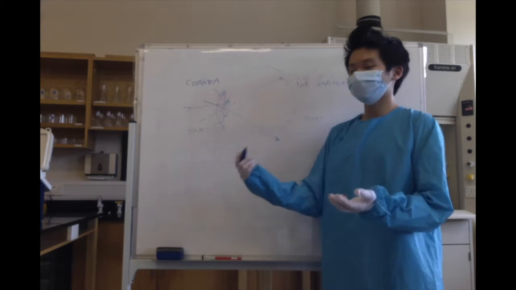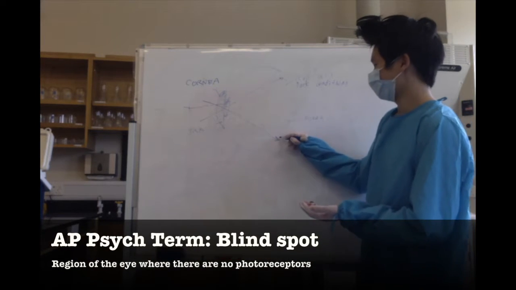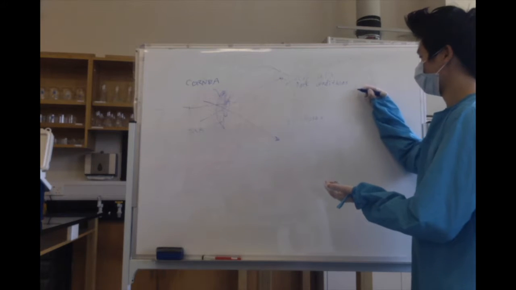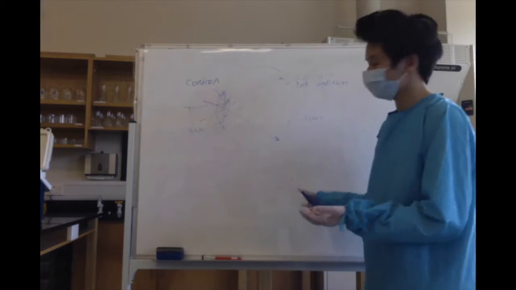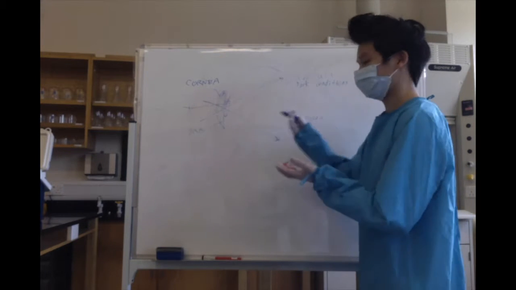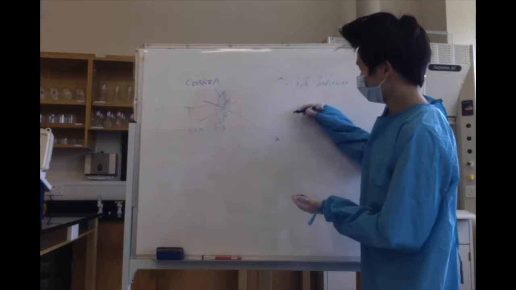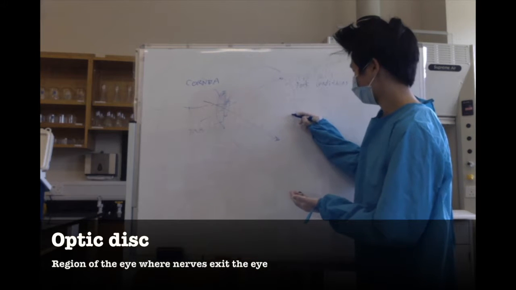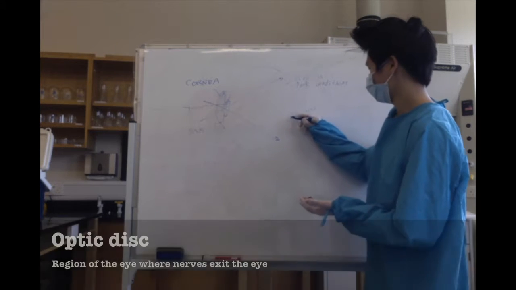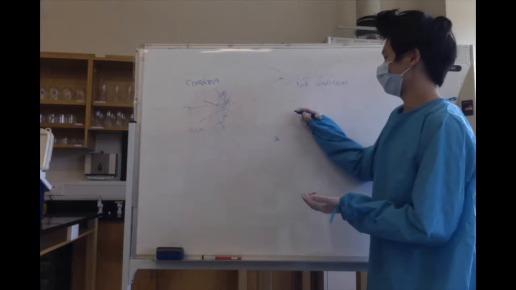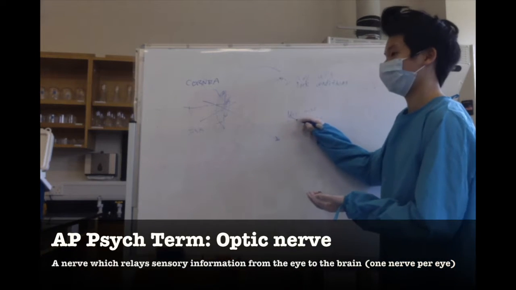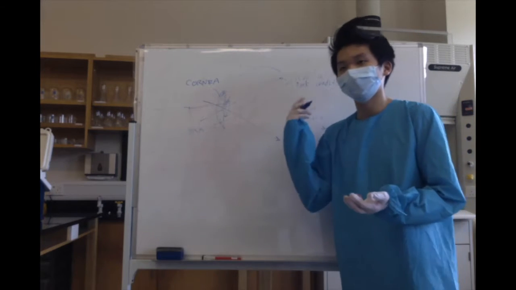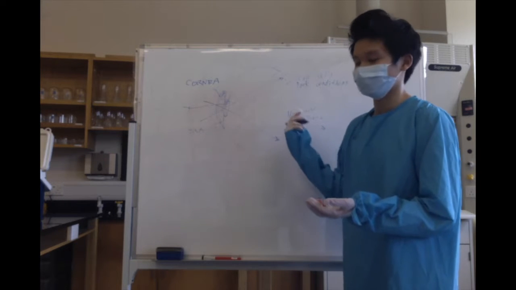Now, if you ever wondered where the blind spot comes from, it's because the structure of the eye is such that nerves actually pass in front of the rods and the cones. So the nerves have to leave the eye somewhere, right? So they leave in an area called the optic disc. The optic disc is the region where the optic nerve exits the eye and then travels to the brain. So that's why there's a part of your visual field where you don't see anything, because there are no rods and cones in that area.